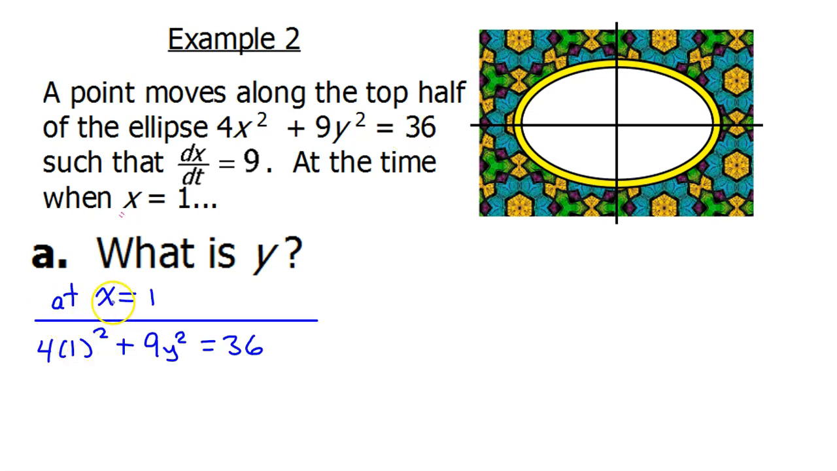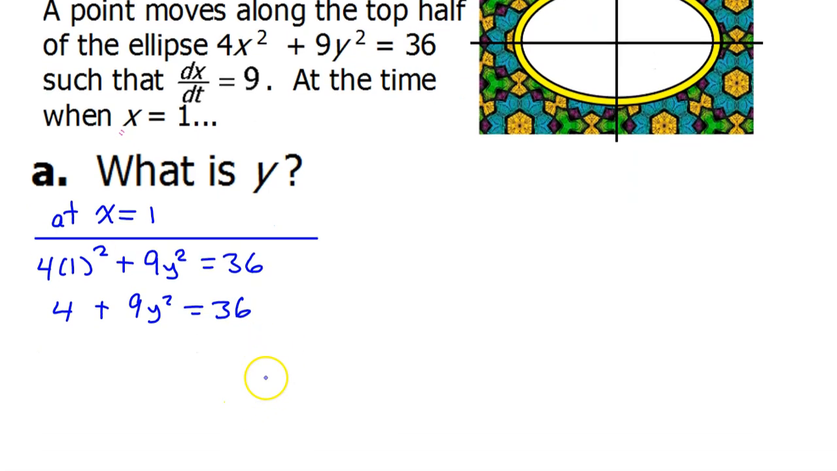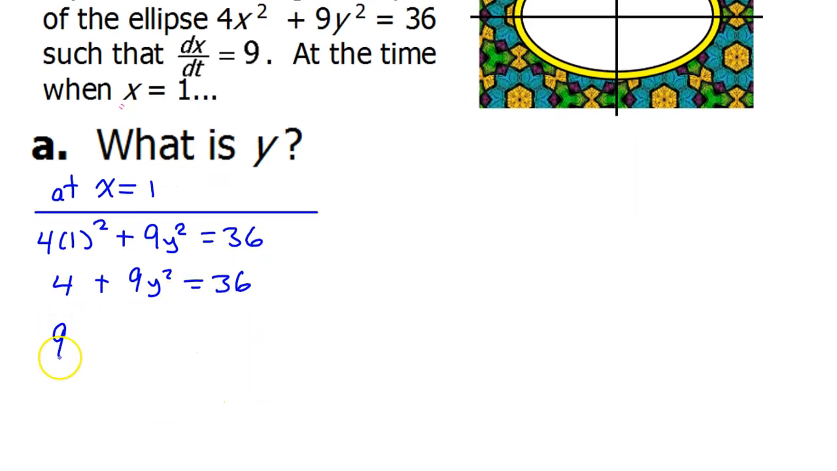Don't forget to use proper notation before you go plugging in the 1. So this is going to be 4, 1 squared is 1, we don't need to write that, plus 9y squared is equal to 36. Subtracting 4 from both sides, that's 9y squared is equal to 32. Dividing both sides by 9, we get y squared is equal to 32 over 9.